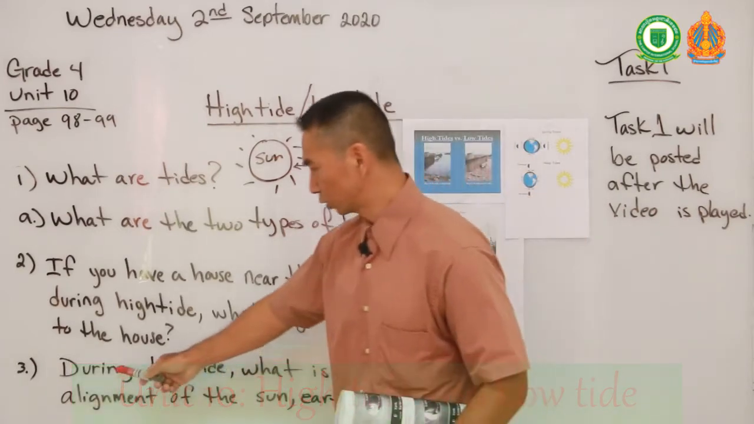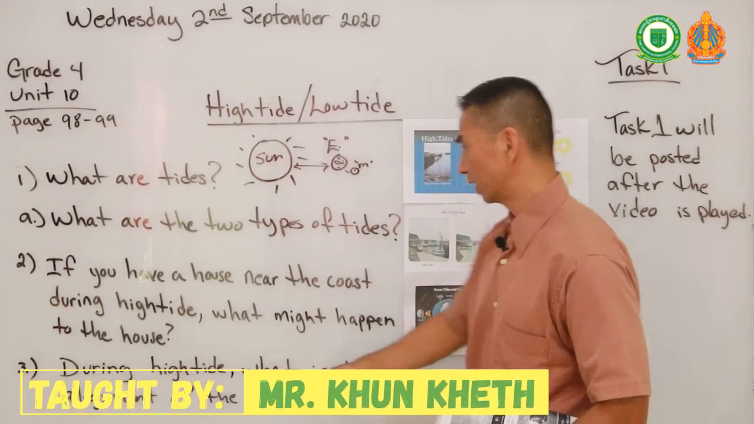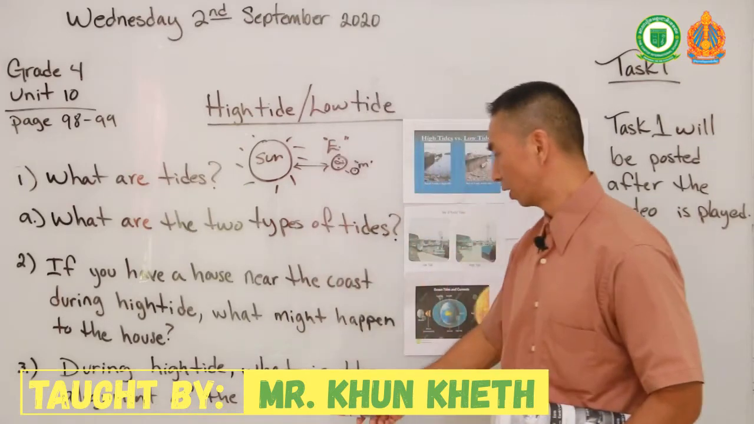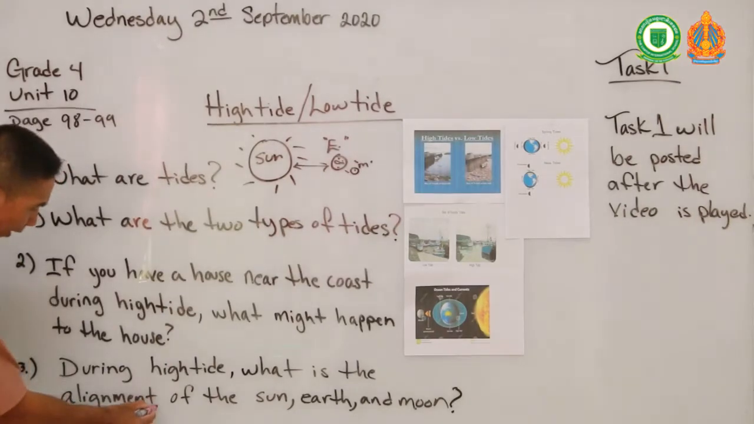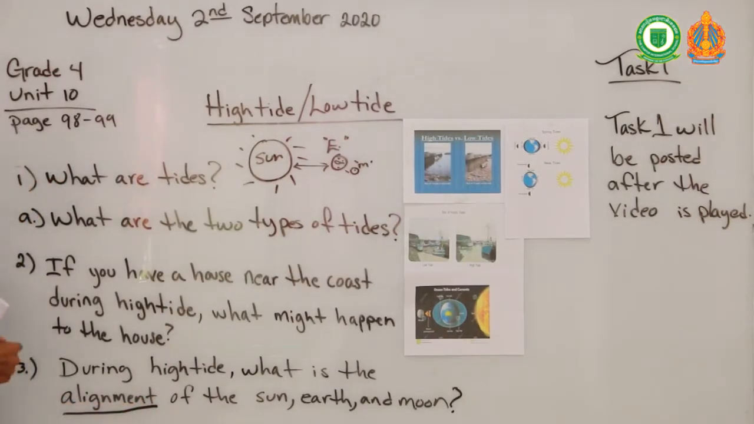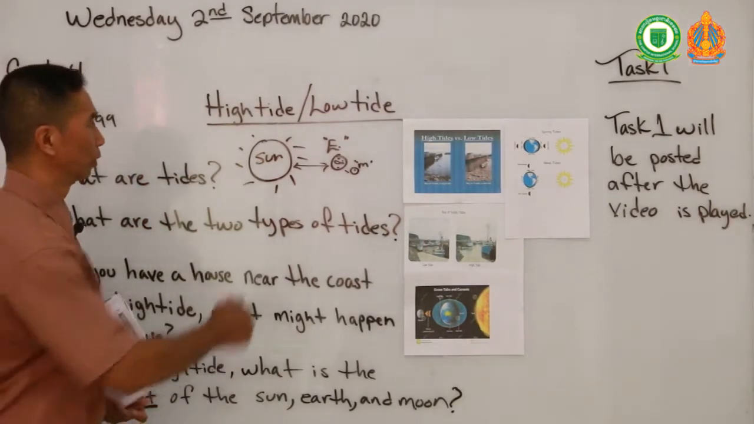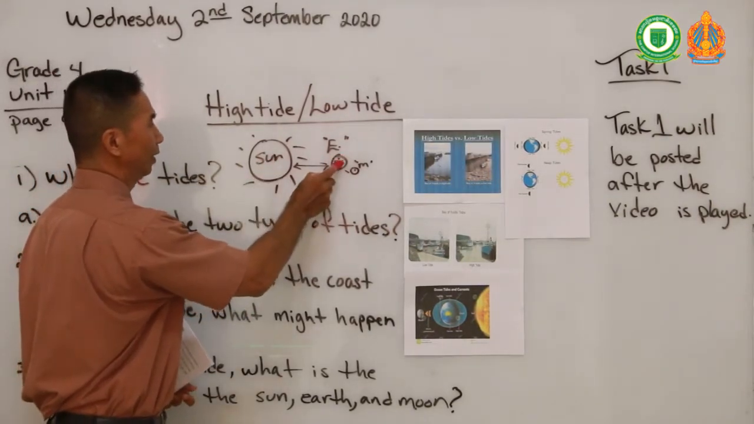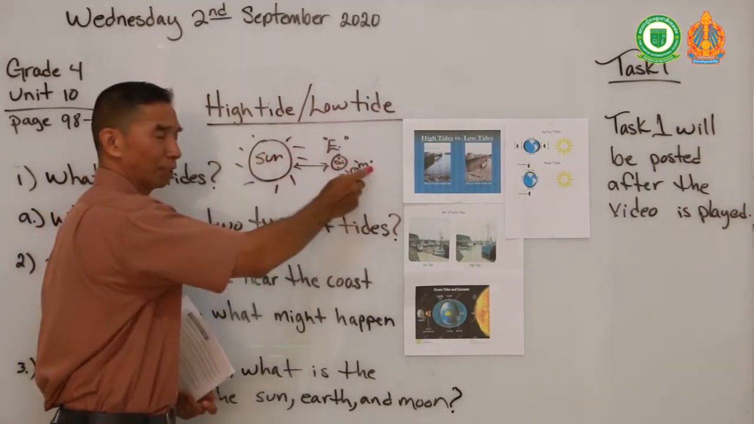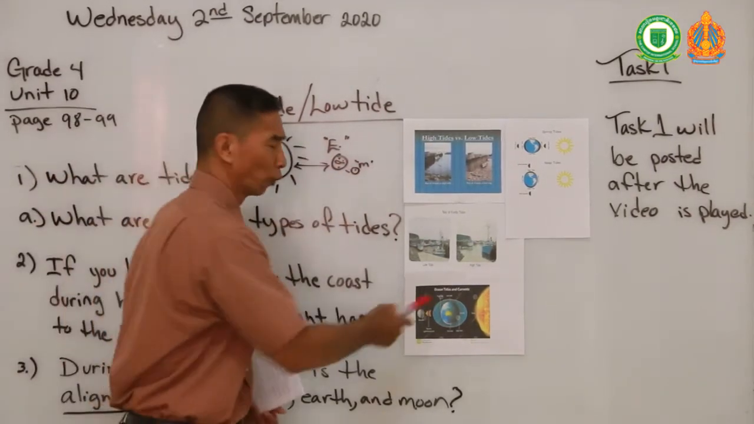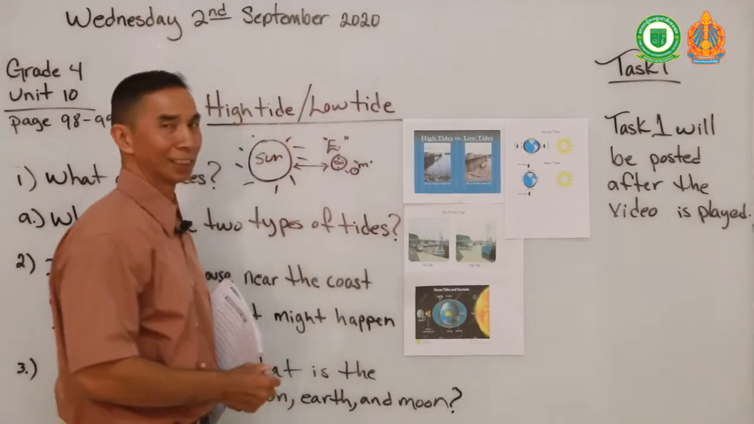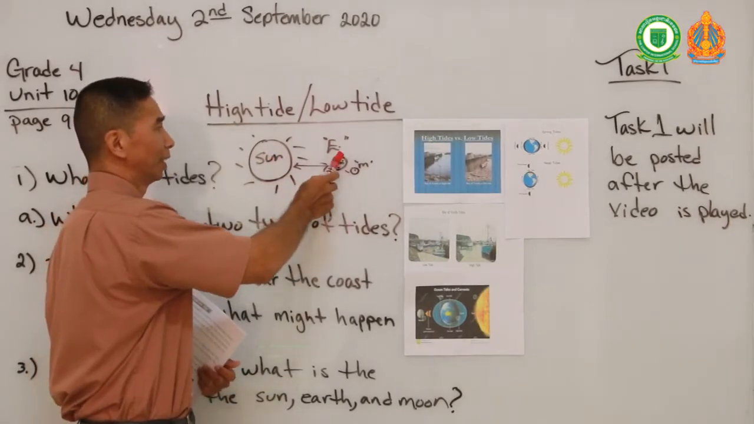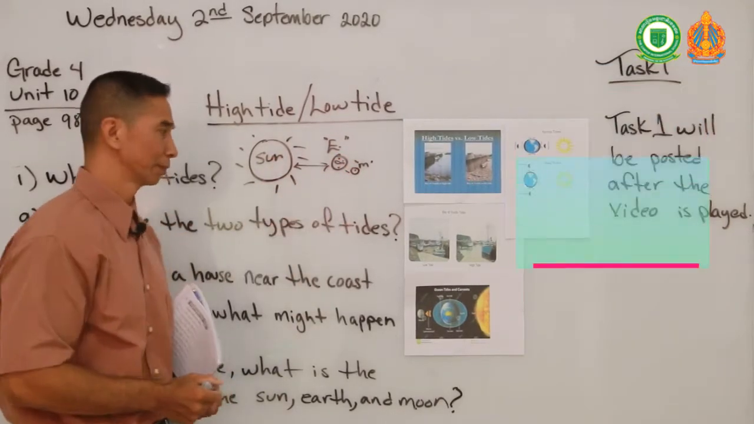And my third question to you is, during high tide, what is the alignment of the sun, earth, and moon? Okay, the word alignment, we have learned about this a few weeks ago. During high tide, what is the alignment of the earth, sun, and moon? So this is the earth, the sun, the earth, and the moon. What is the alignment of the earth, sun, and moon for there to be high tides? Alignment means how it lines up. What position is the sun, what position is the earth, the moon, to each other?